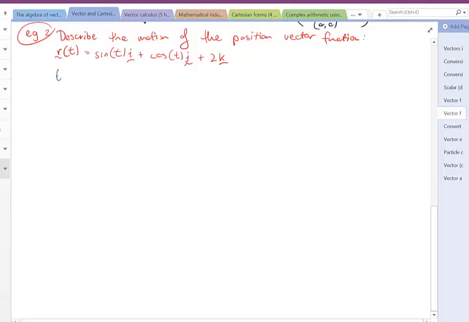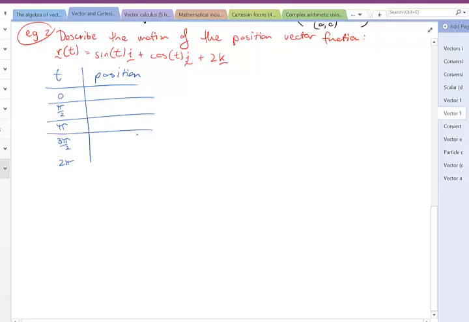We can just say time, position, and that will suffice. So we're going to do the same thing, 0, pi on 2, pi, 3 pi on 2, and 2 pi. And we'll look at how this changes over time.